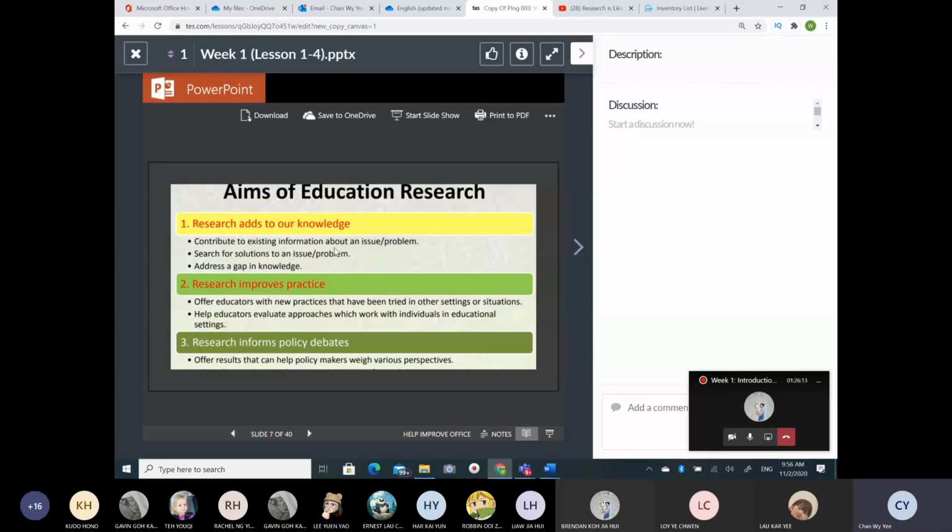Okay, look, our education system has been like this for a very long time. We haven't improved or updated it since the time of the dinosaurs. So now we have something new, and we are trying to implement it here. Okay, so this is why we do research. It adds to our knowledge, it improves our practices, and it also informs policy debates, so that new concepts and theories can be applied to improve whatever we have been doing.